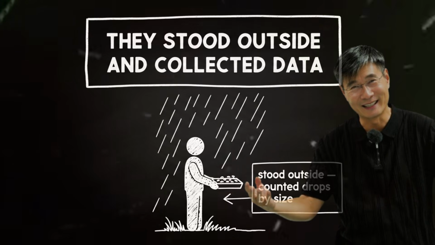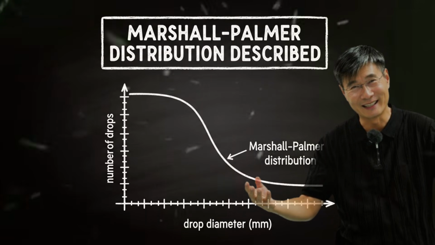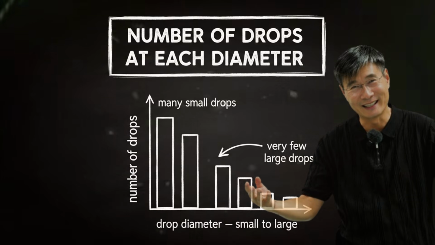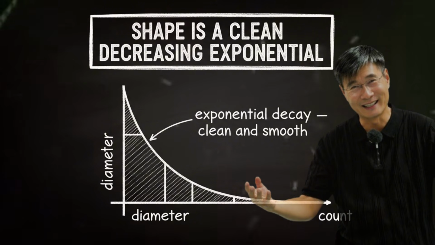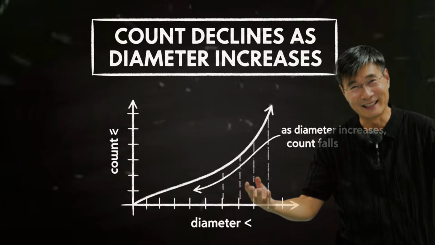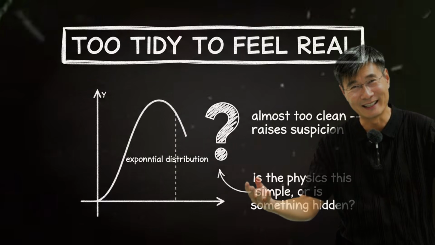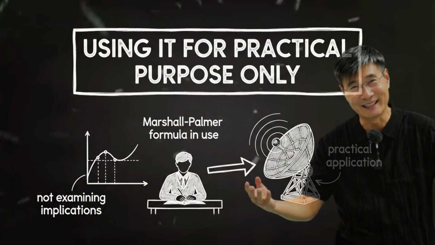They stood outside with collection equipment. They counted drops by size. They fit a curve. The Marshall-Palmer distribution describes the number of raindrops at each diameter in a falling rainstorm. And its shape is a clean, decreasing exponential. Many small drops, progressively fewer large ones, the count declining smoothly as diameter increases. It is the kind of result that feels almost too tidy to be real.